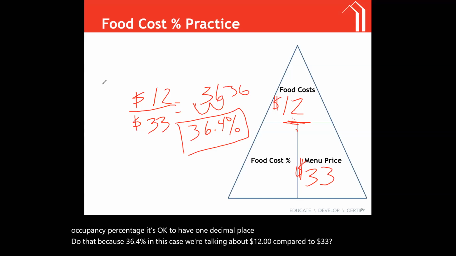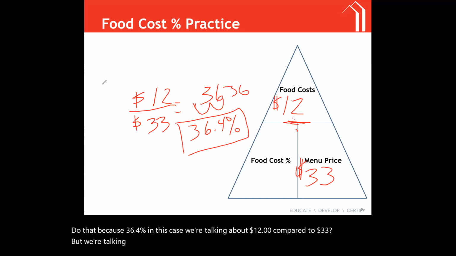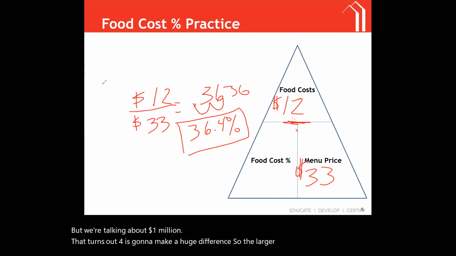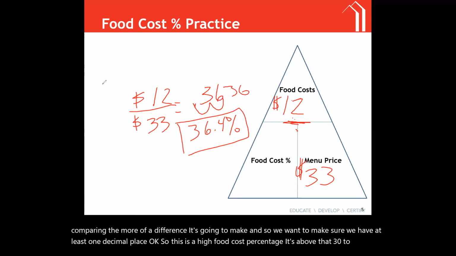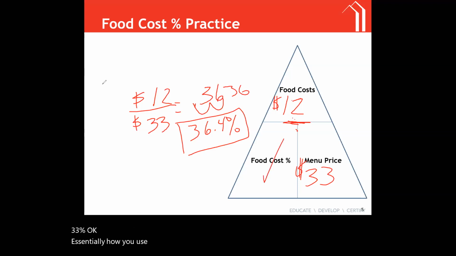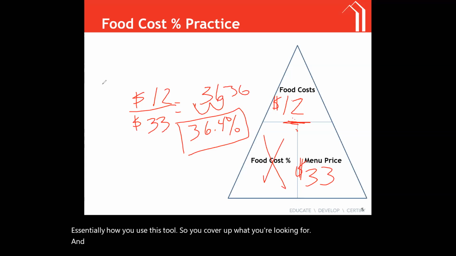But if we're talking about $1 million, that 0.4% is going to make a huge difference. So the larger the numbers that we're comparing, the more of a difference it's going to make. And so we want to make sure we have at least 1 decimal place. Okay, so this is a high food cost percentage. It's above that 30 to 33%. Okay, but that's essentially how you use this tool. So you cover up what you're looking for, and what's left is 12 divided by 33.